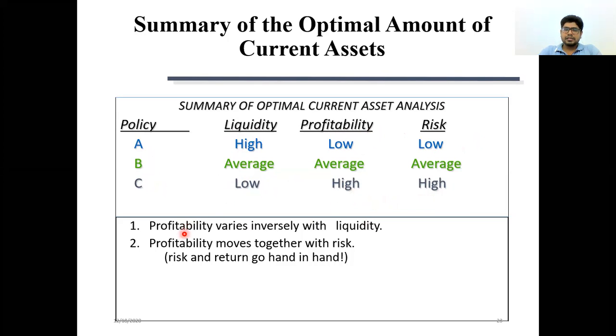Here profitability varies inversely with liquidity. It means there is a negative relationship between liquidity and profitability, and profitability moves together with risk. So we know there is a positive relationship between risk and return. So risk and return go hand in hand.